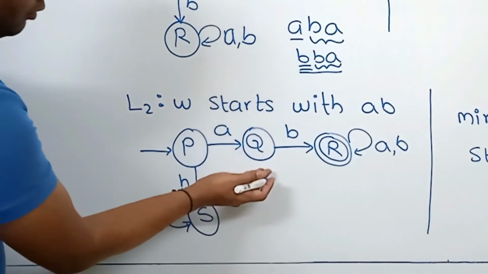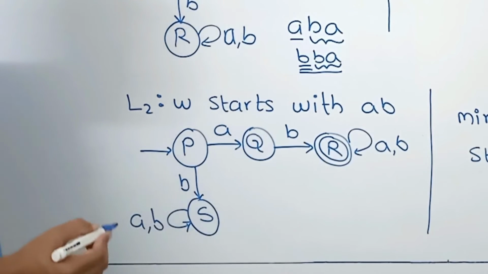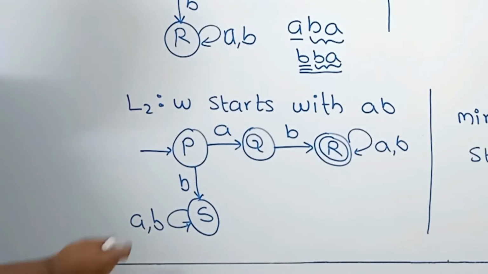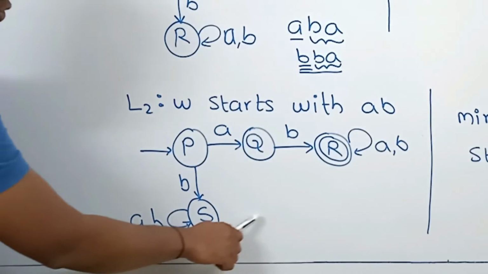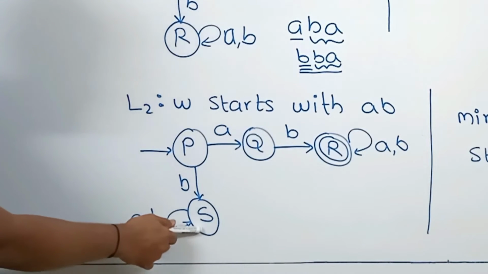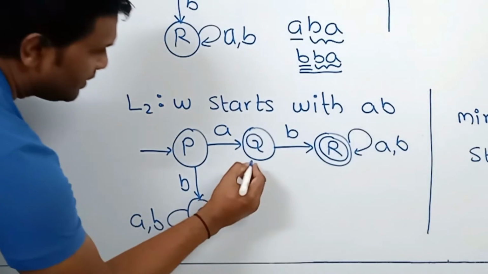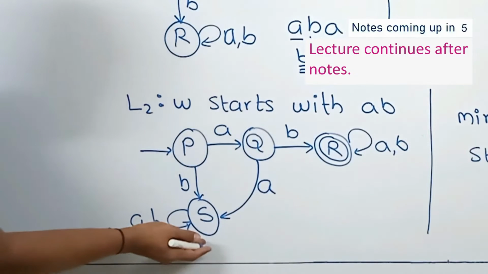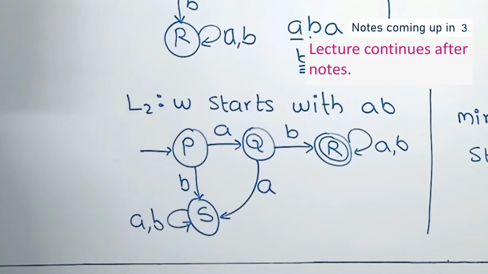Now if the second symbol is A, the string will start with AA. In that case also we must reject the string. But the important point here is that we should not add a second trap state. We should use the same trap state which is already added. So if the second symbol is A, we enter the same trap state and reject the string.